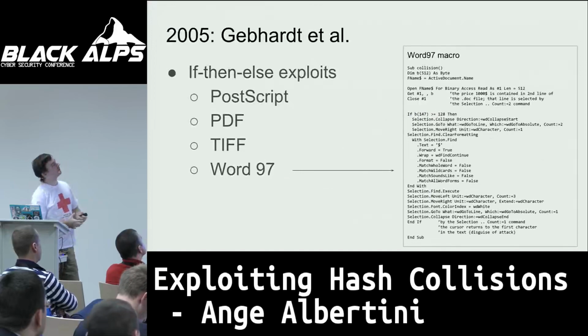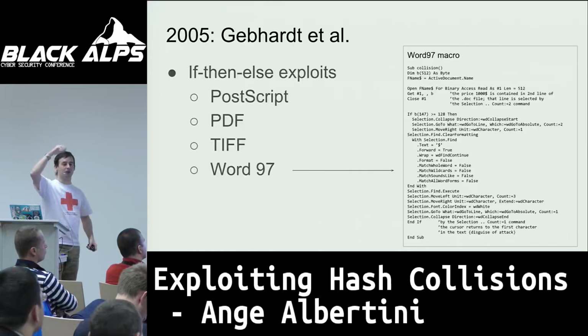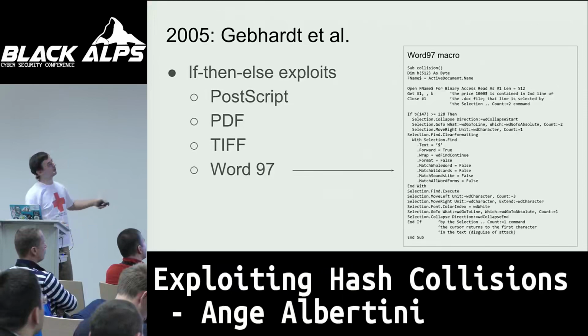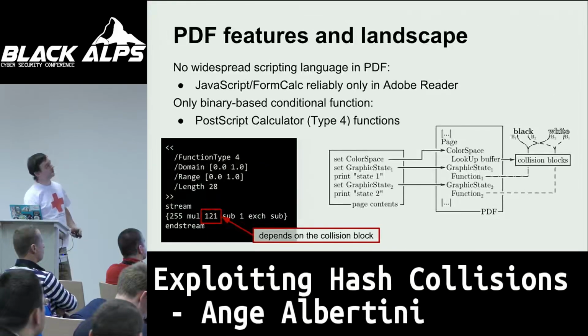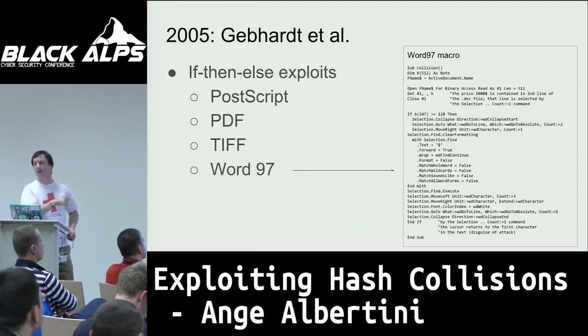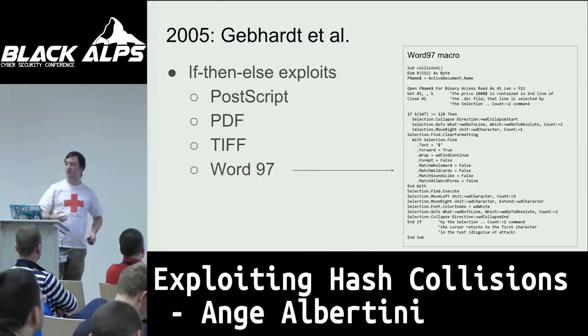So the paper in 2005 was the first one with if-then-else exploits. So they explored PostScript, PDF, TIFF, and Word 97. So this is the kind of macro that checks the value of the block and then behaves differently depending on the values. So all of the examples in this paper are if-then-else. So again, not header or file format tricks. But still, there's already PDF, so why not use that one? That was the start of the research, in our case, for Shattered.